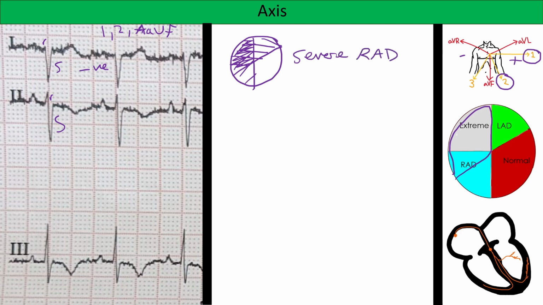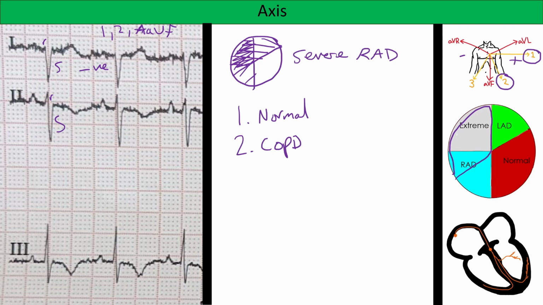Now this is not normal, so we have to wonder what the reason behind it is. The first one is it can be normal. For example, in children the right ventricle predominates, so we often get right axis deviation. Also in thin individuals the heart is rotated towards the right, giving us right axis deviation. The opposite is also true, so in particularly obese individuals the heart can be rotated towards the left, giving left axis deviation. The second is COPD.